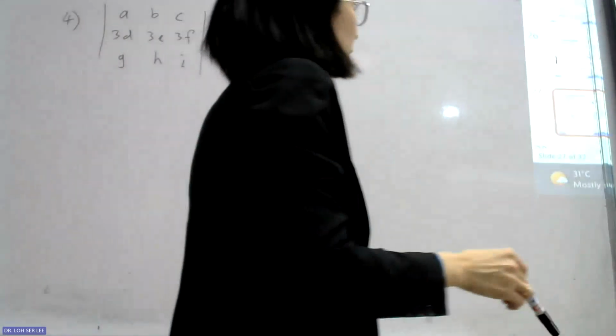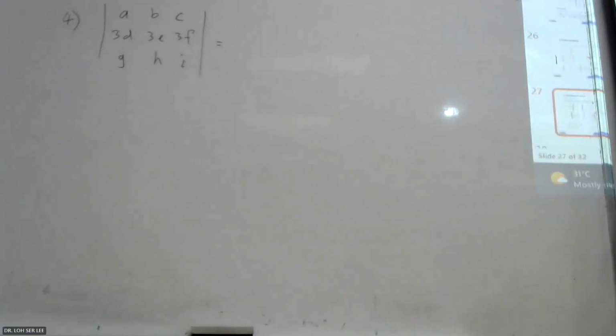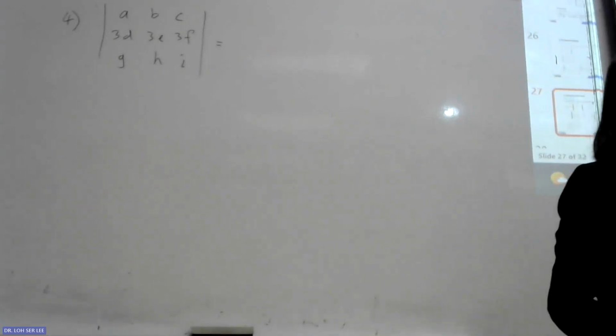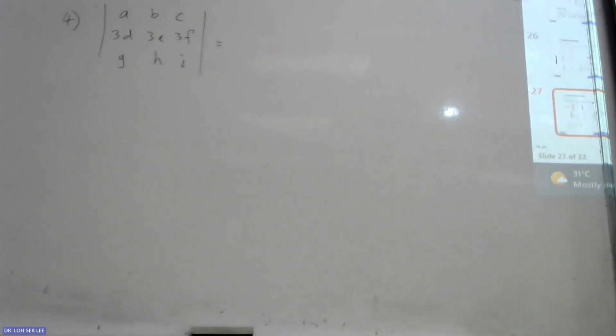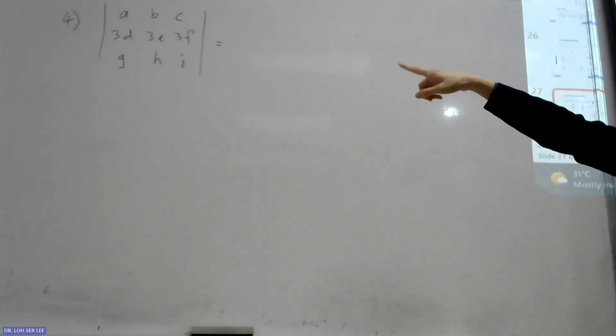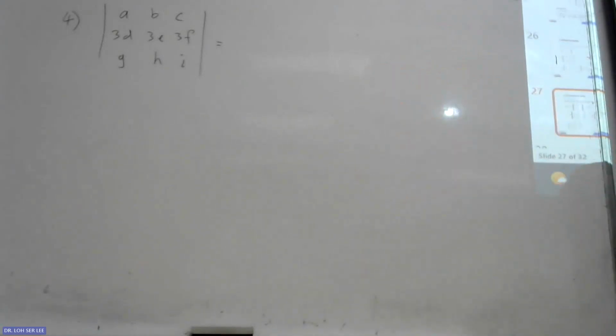Okay, now we move on to question number 4. You are given the matrix A, B, C, D, E, F, G, H, I, where the determinant is 7. You are given this info, and you are asked to find the determinant of this matrix. So we have to make use of the given info. You need to change the matrix into the original matrix.